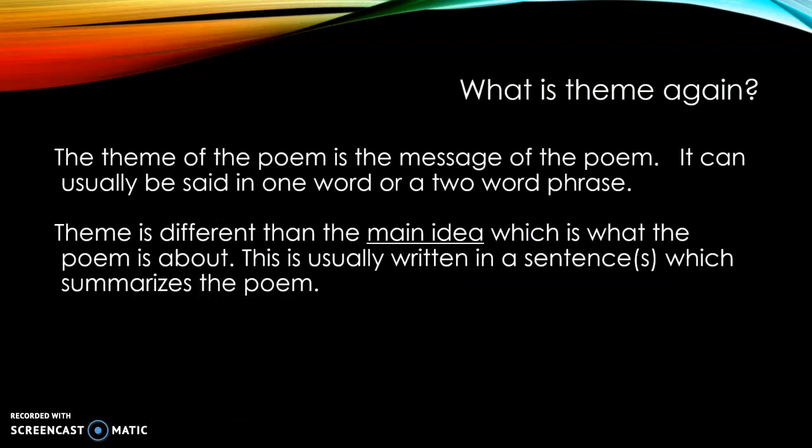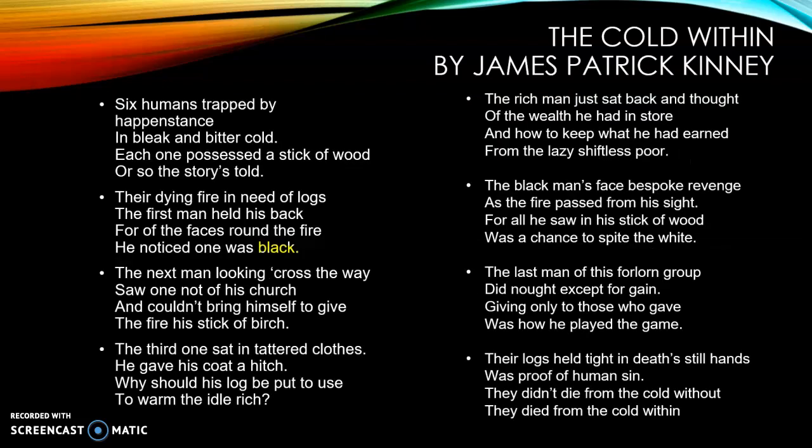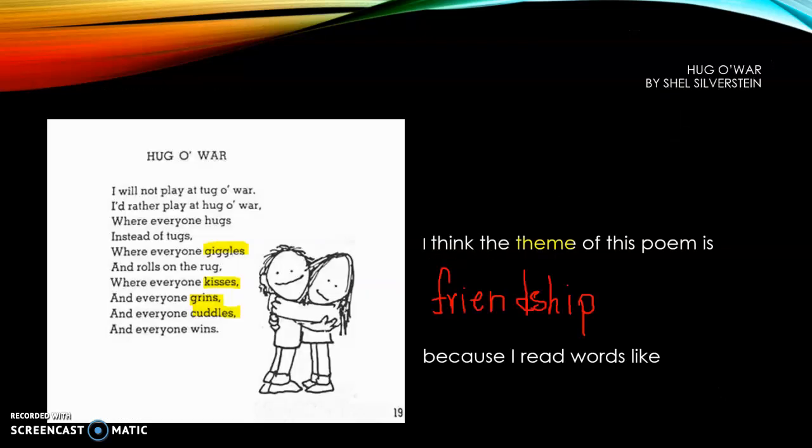The theme is different from the main idea, which is what the poem is about. This is usually written in a sentence or two, which summarizes the poem. For instance, the topic would be: six men were in the cold, and their fire was dying. They all had sticks, but nobody wanted to give their sticks, so they all died, which is pretty sad.